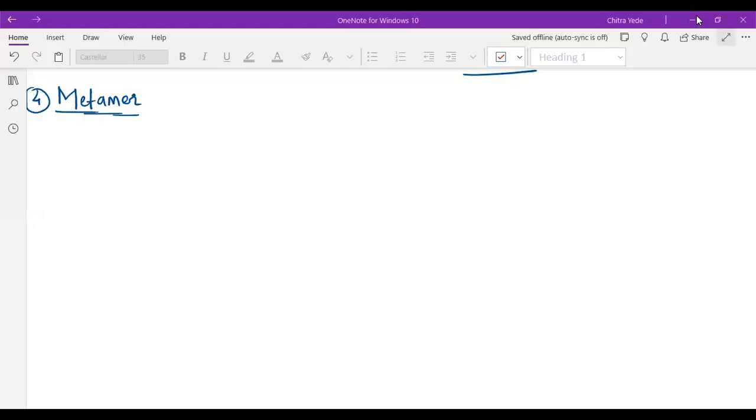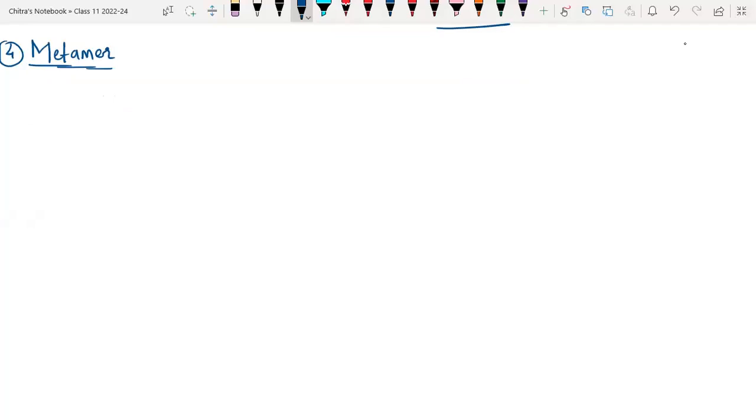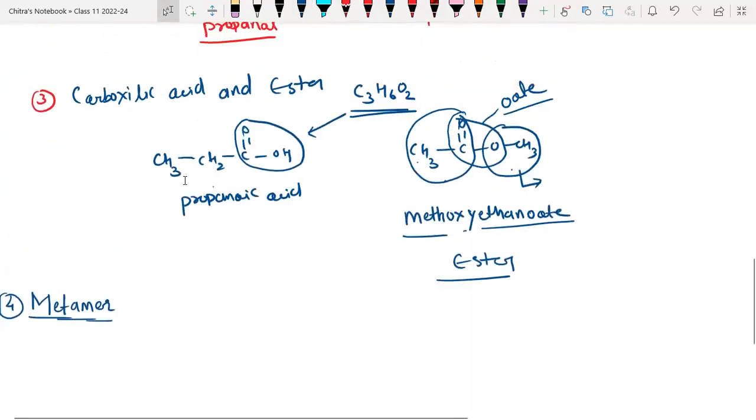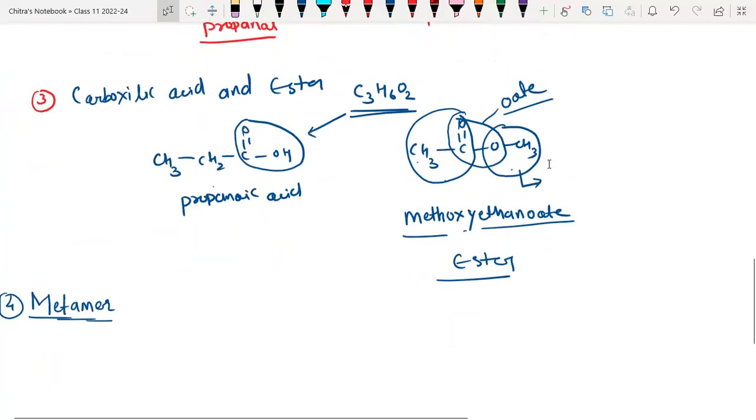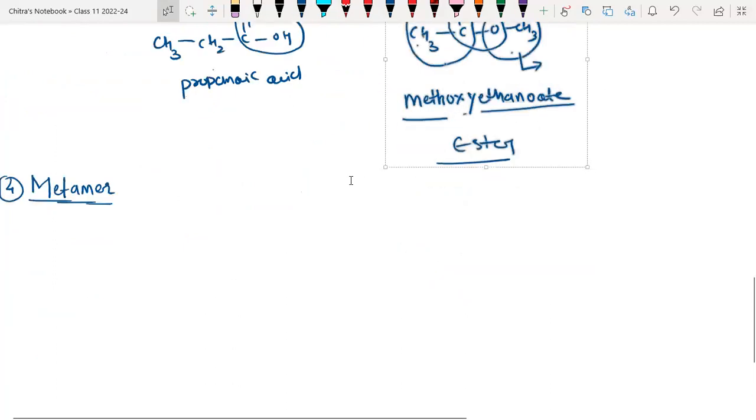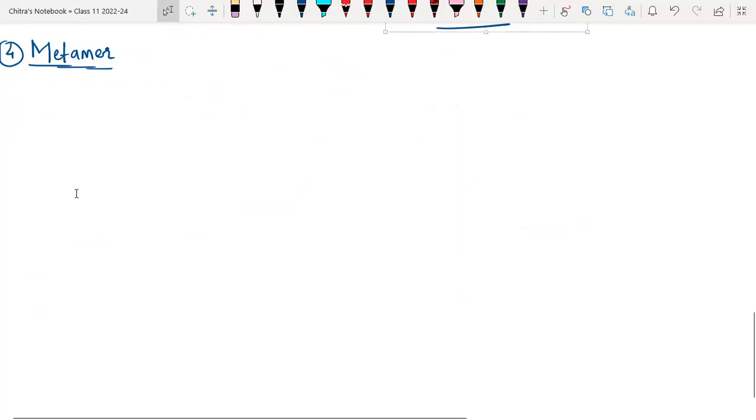Now we are going to understand metamers. This concept came from functional isomers. For that we have to take the example of ester. First we have to understand an example, and after that we are going to write the definition. Or we can take the ether one also.